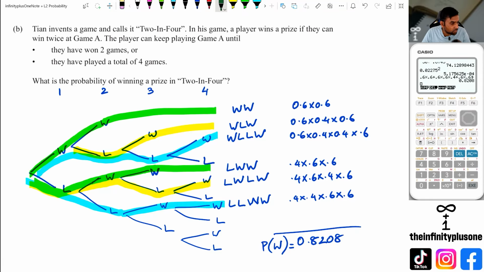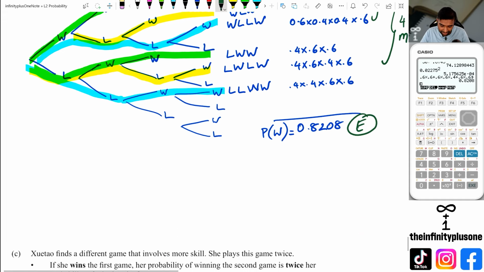So grades wise, 1 correct identifier probability calculated for at least 3 games. Achieved. At least 4 out of the 6 probability correctly calculated and summed. So at least 4. So we're going to be looking at a merit. And then final grade is going to be an excellence 1. Neat question. I love it.